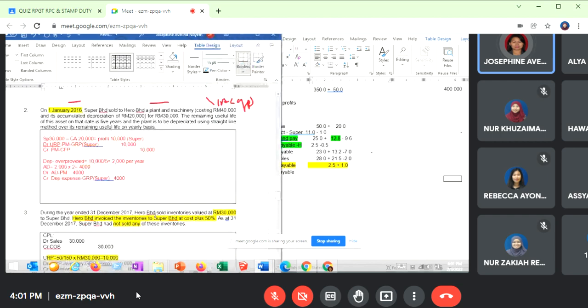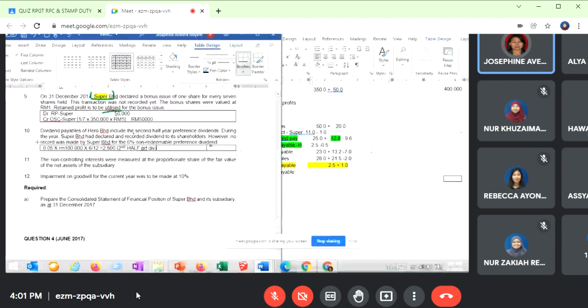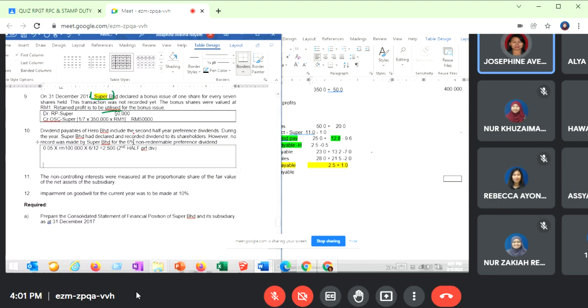And it says that during the year, Super had declared and recorded dividend to the shareholders. However, no record was made by Super for the 6% non-preference dividend. Okay, so how much is the 6% preference dividend? This one now was by Hero. Okay, this is by the subsidiary.